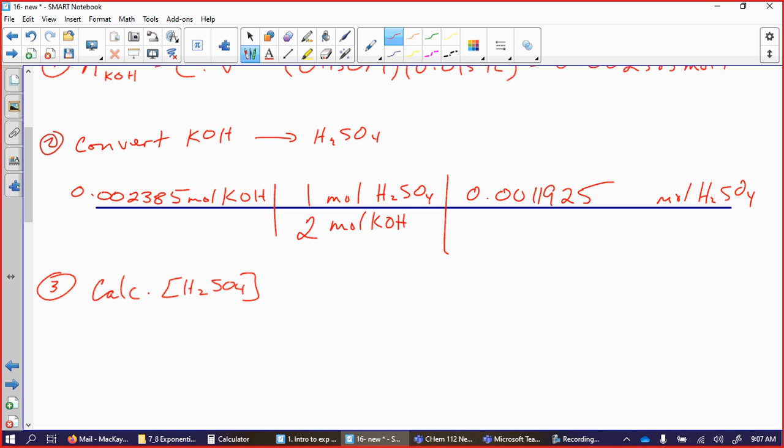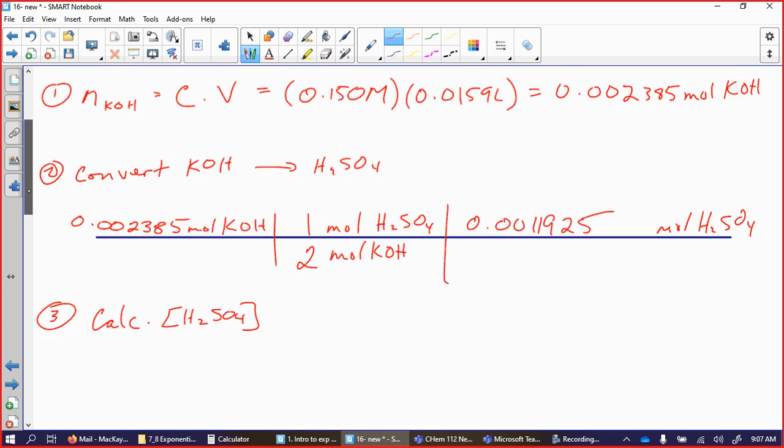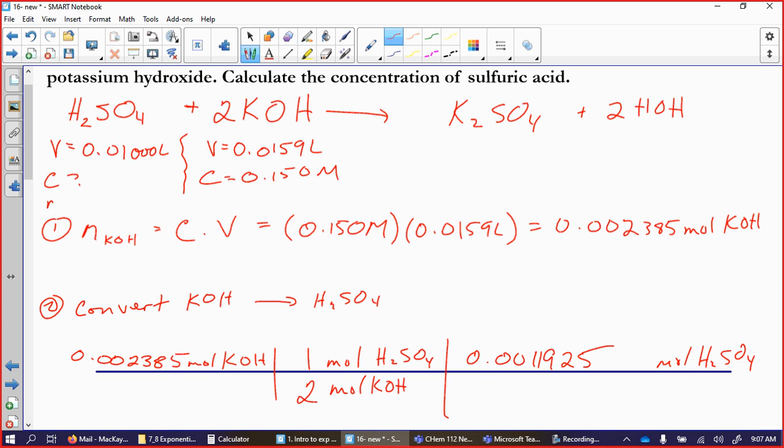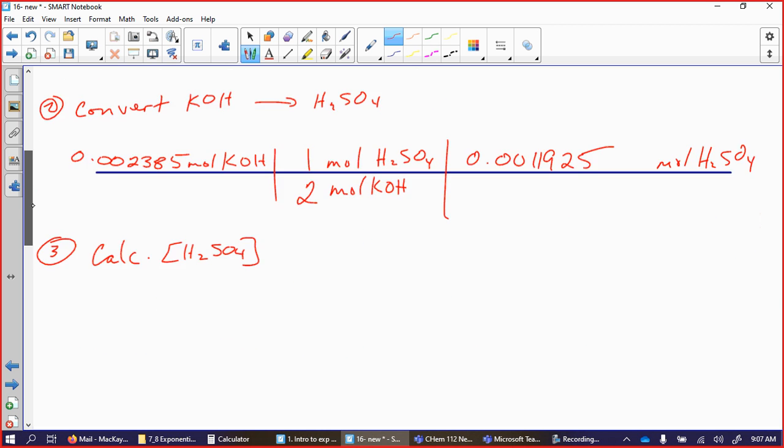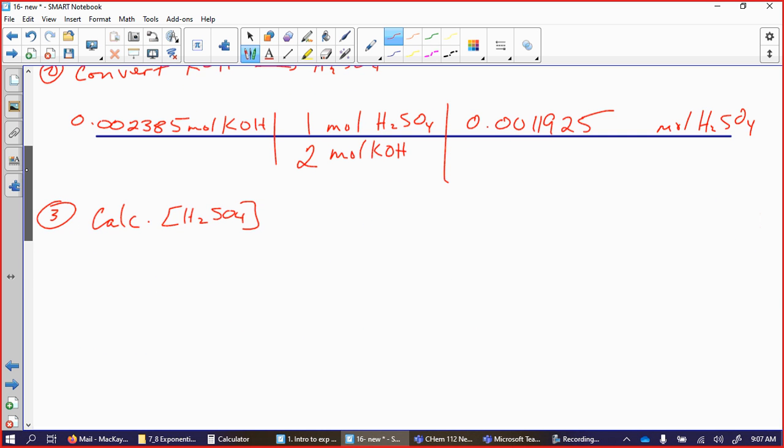Calculate the concentration of H2SO4, because that's what you're asked in the question. So now we have moles, I have volume, I can find concentration. Concentration of sulfuric acid equals moles divided by volume.